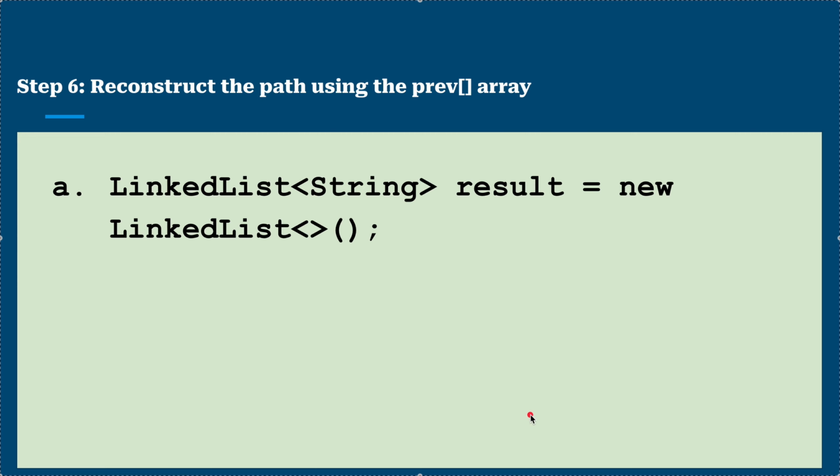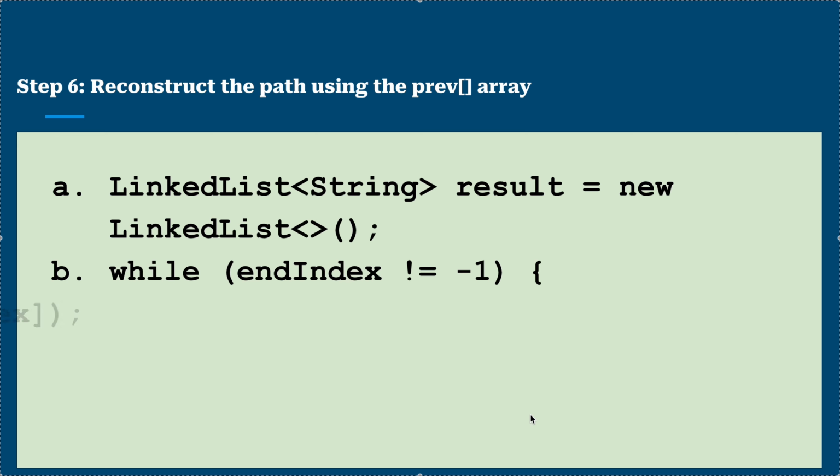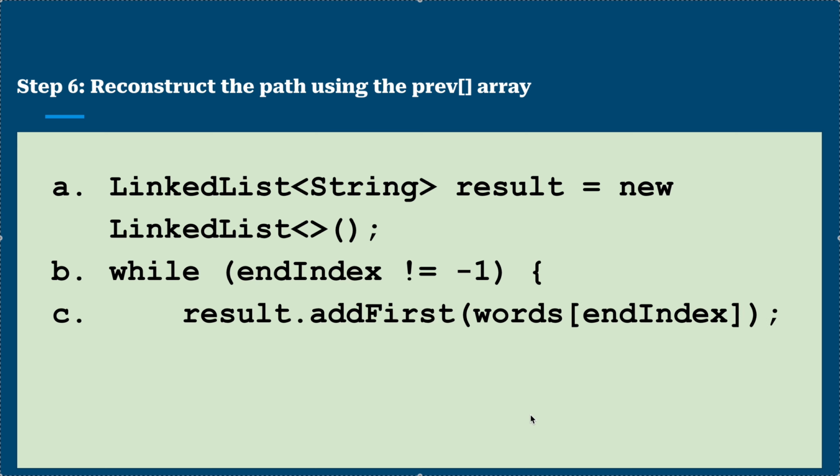To reconstruct the path using the previous array, first of all we define the linked list result equal to a new linked list. Then we check while end index is not equal to -1. Then we add the word at the last index, meaning we call result dot addFirst and add the words at end index.